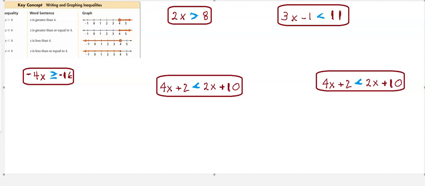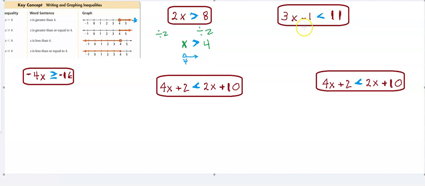Okay, so this first one up here, 2x is greater than 8. I'm going to divide both sides by 2. So we get x on the left side, and on the right side we get 4. Since we divided by a positive, the direction does not change. X greater than 4, we can see that x greater than 4 would be this first graph up here. So normally we wouldn't just say this, we would also draw the graph.